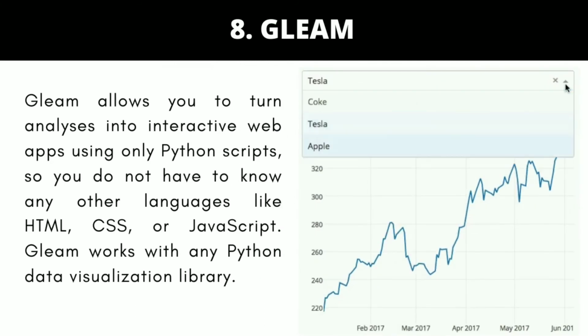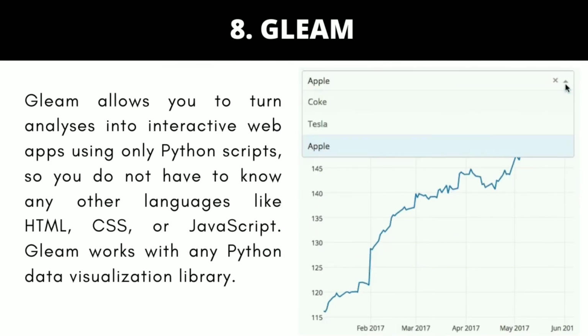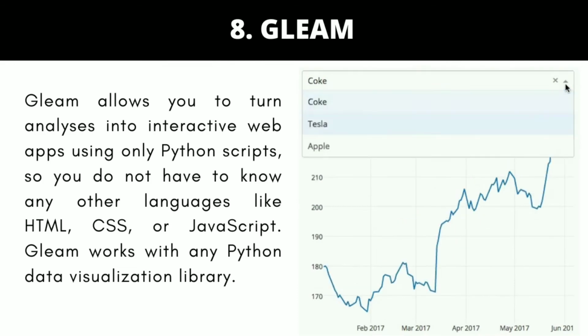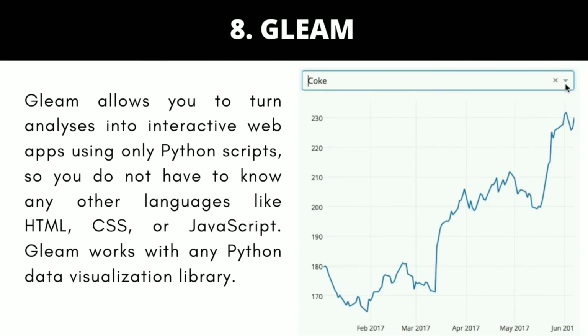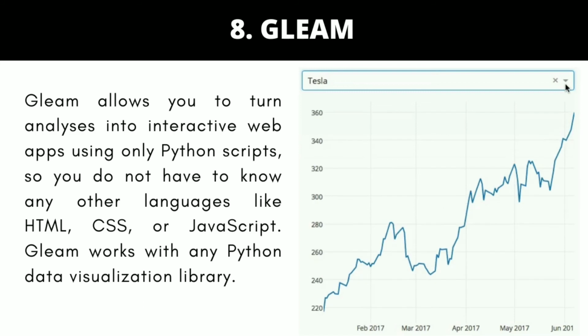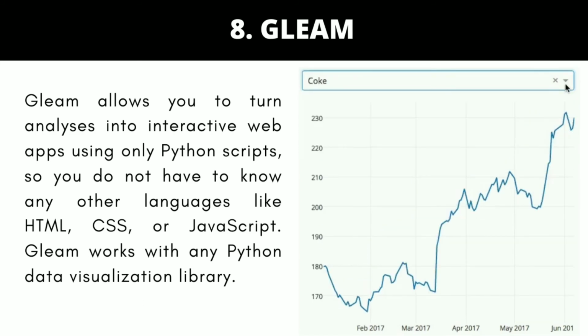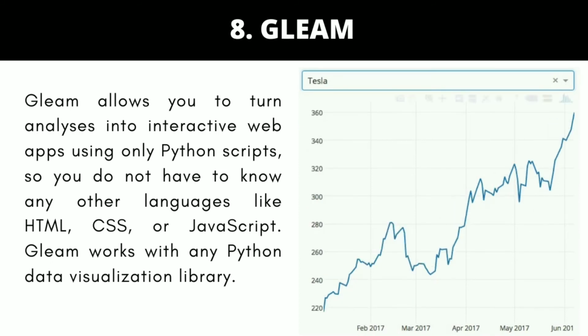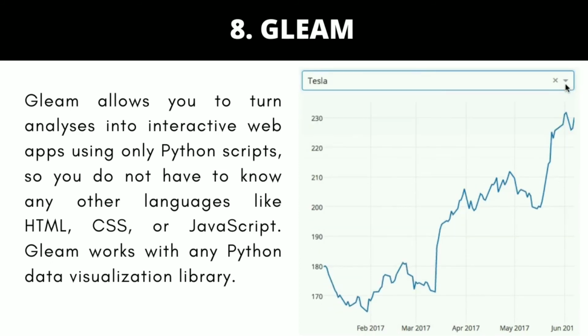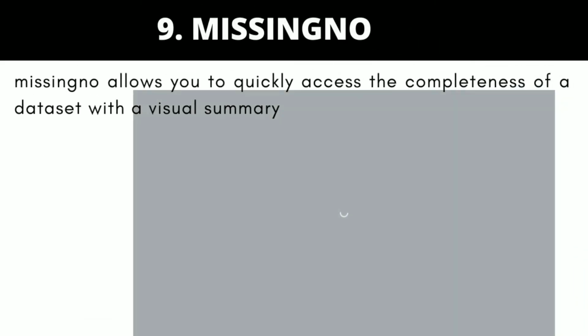The eighth library in my list is Gleam. Gleam allows you to turn analysis into an interactive web application using only Python scripts. So you don't have to know any other language like HTML, CSS, or JavaScript. Gleam works with any Python data visualization library. Once you have created a plot, you can build fields on top of it so users can filter and sort data.